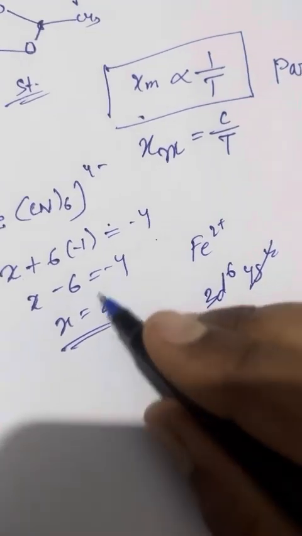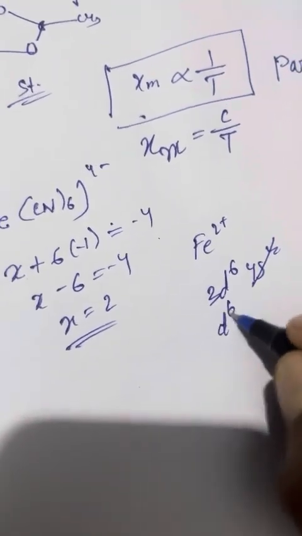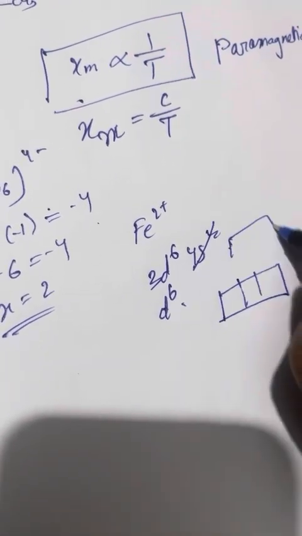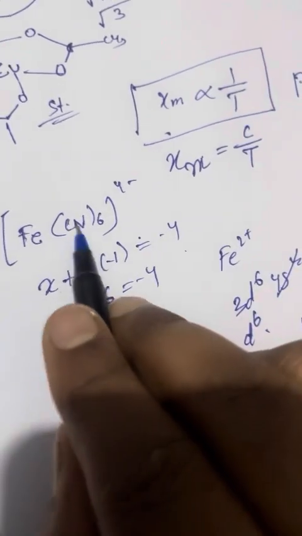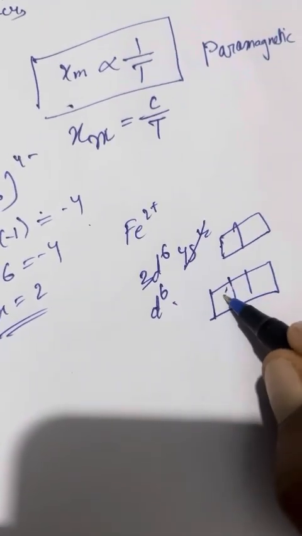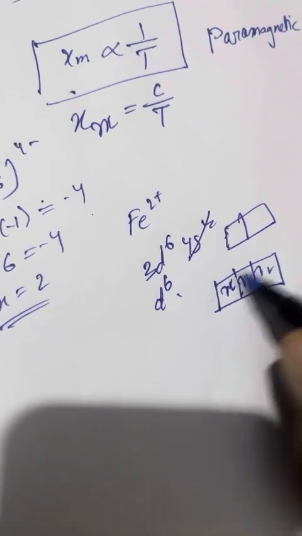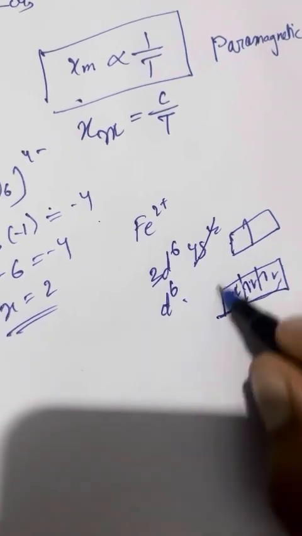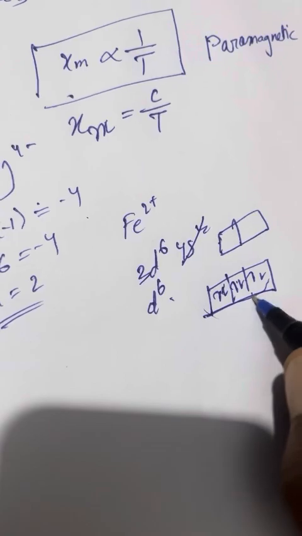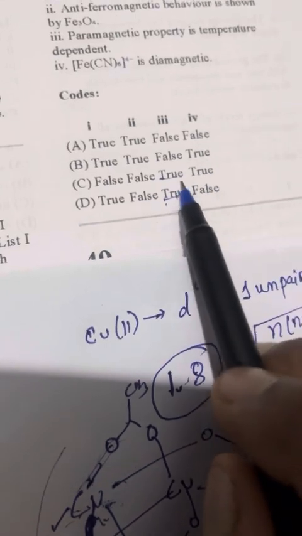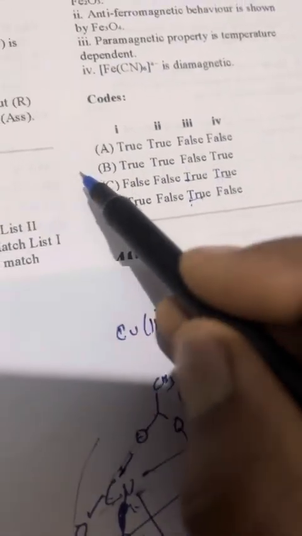So d6. You check the unpaired electrons. D6, this is strong field again, right? Then 1 2 3 4 5 6 pairing, no? Strong field pairing. So there is no unpaired electron, so not paramagnetic, therefore it is diamagnetic. So the addition is given in diamagnetic, means these two are true. 3 and 4 are true. So therefore the answer will be C.